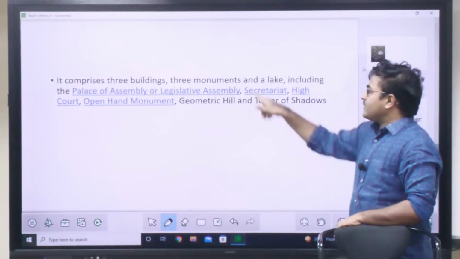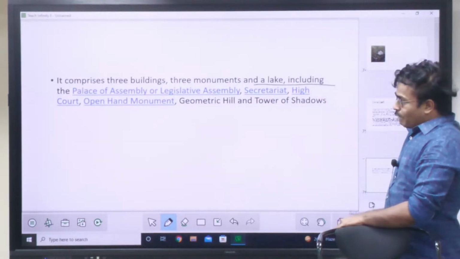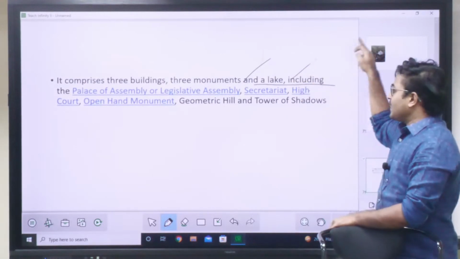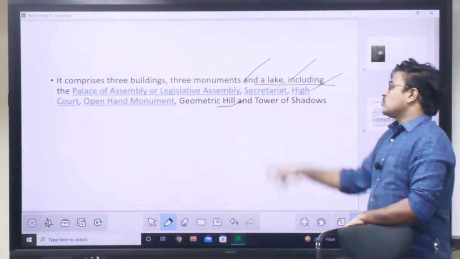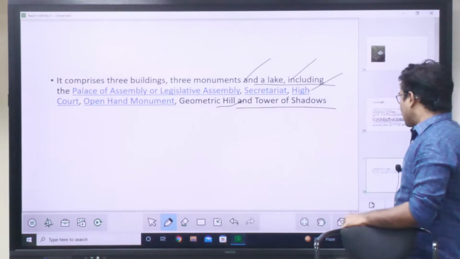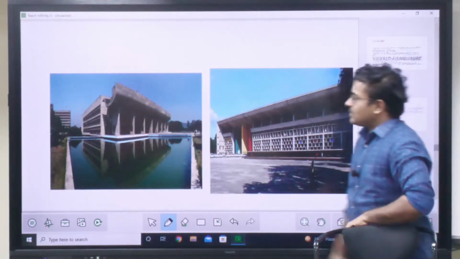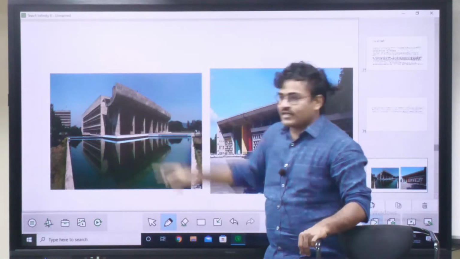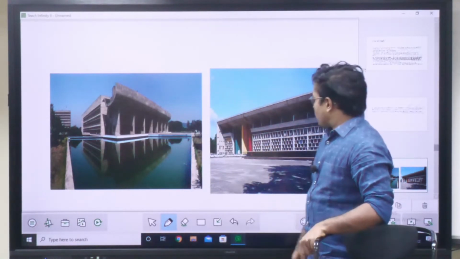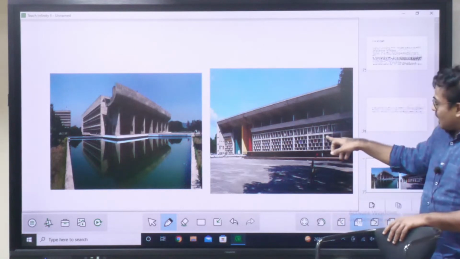It comprises 3 buildings, 3 monuments, and a lake, including the Palace Assembly or Legislative Assembly, Secretariat, and High Court, along with the open hand monument. And he also constructed some things like the Geometric Hill and Tower of Shadows in Chandigarh. So this is the Legislative Assembly. Are you understanding how he played with light and shade? Here also you can see how he has played with light and shade.